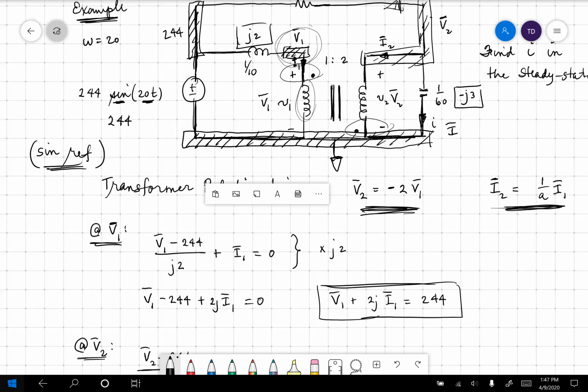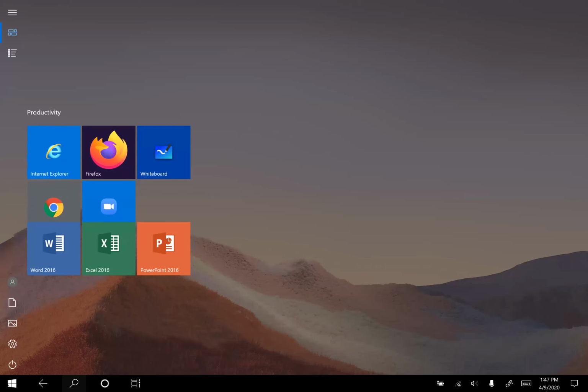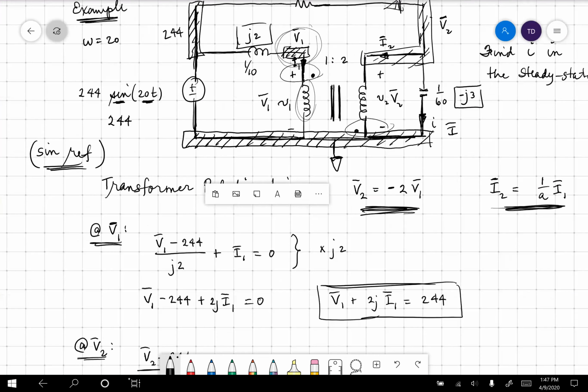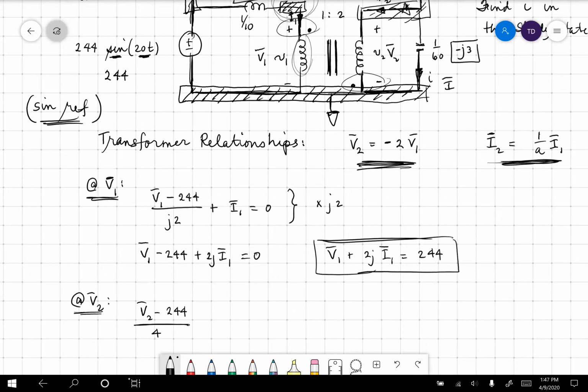Then I have plus I2, plus that current right there, plus I2. Plus V2 minus 0 divided by minus J3. Okay, with this one, I'm going to multiply by 12. And I'm going to take this minus J and put it up here and make that a J.